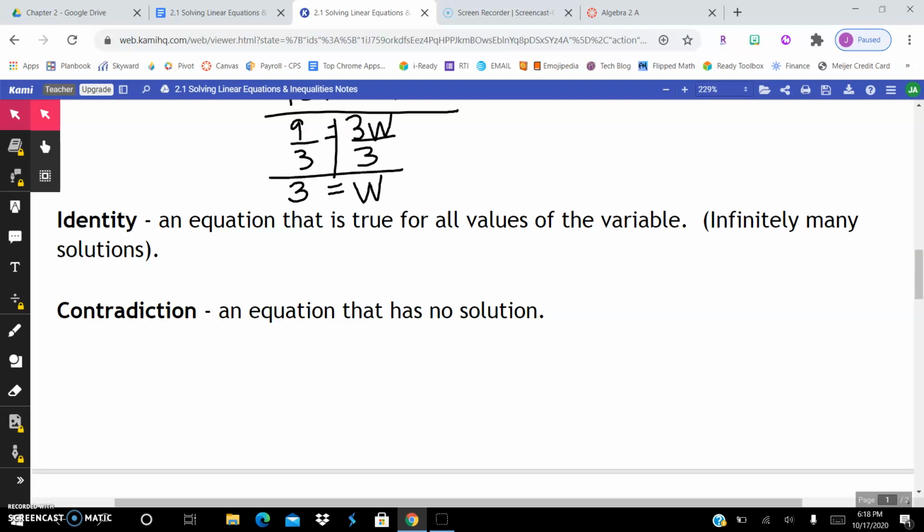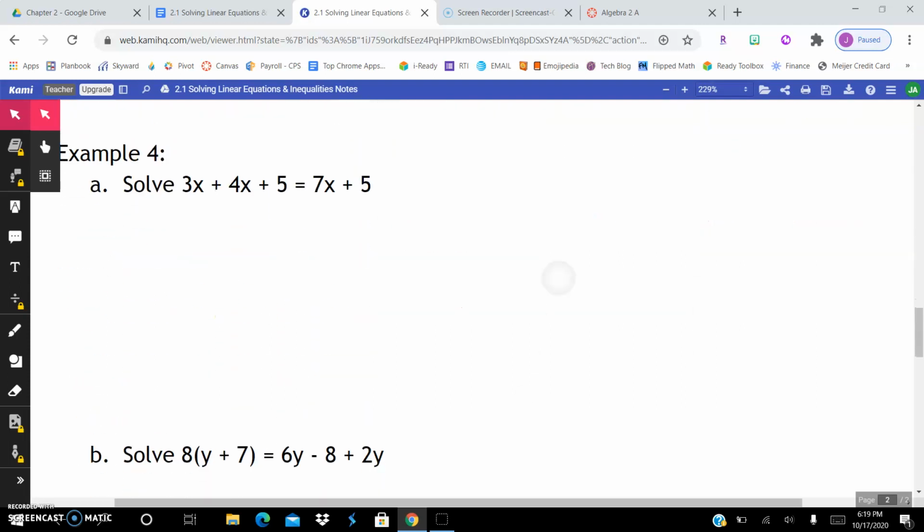Now, a contradiction is an equation that has no solution. So the variable is still going to disappear in a contradiction, but our end result is going to be something that's not true. So we might have something like 2 equals -5, or 10 equals 0. It's not true, so there's no solution. That means there's nothing that we can pick to plug in for the variable that is going to work in that case.